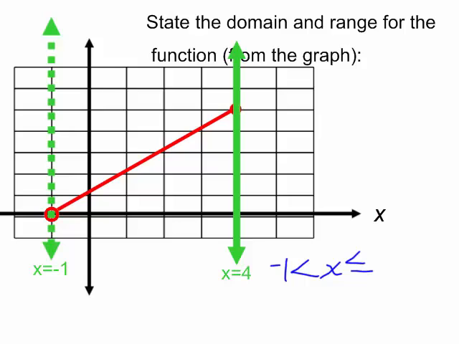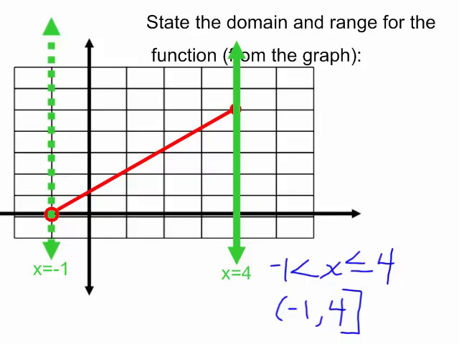So my domain will start at -1, which is less than the x's, which they are less than or equal to 4. If I wanted to write this in interval notation, my x's begin at -1, but they do not include -1, which is why I put a parentheses, and they go and go and go until 4, and at 4, the x's stop. They do include 4, so I will put a bracket.